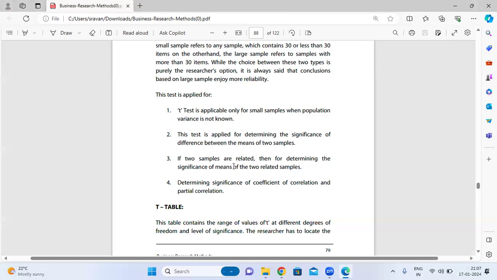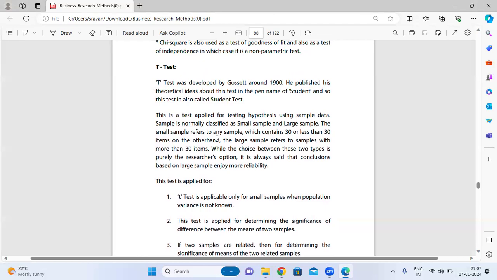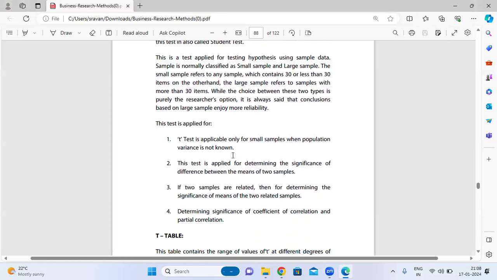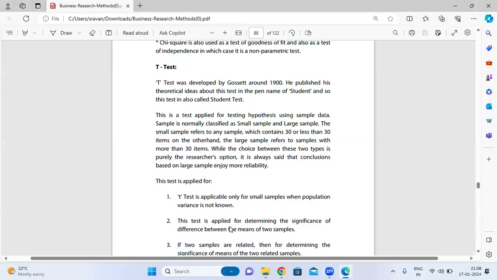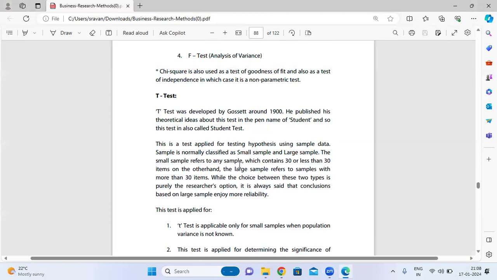If two samples are related, then we determine the significance of the means of two related samples, whether small samples of 30 items or fewer, or large samples of more than 30 items. Next, determining the significance of coefficients of correlation, including partial correlation, also applies to samples of 30 items.